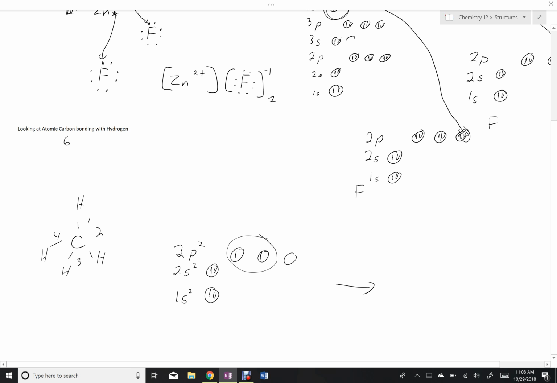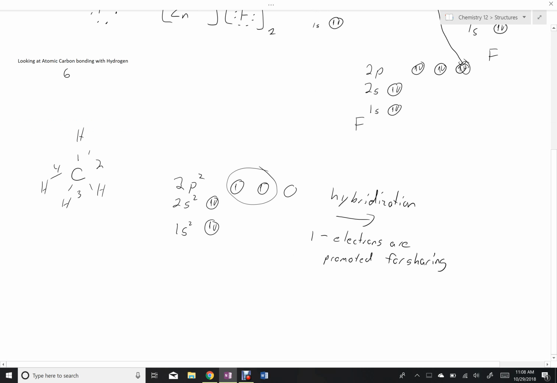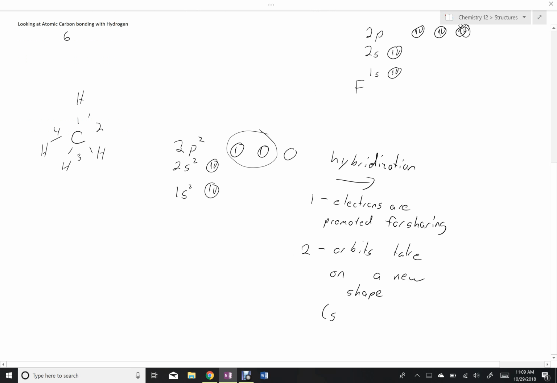The process that's going to happen here is something we call hybridization. 2 things happen in hybridization. 1, the electrons are promoted for sharing, and this may or may not happen depending on what's required for the bonds. And the second thing that is going to happen is the orbitals are going to take on a new shape. Every bonded orbital has to be the exact same as all the other bonded orbitals. And so we can't have p-shaped orbitals and s-shaped orbitals. So something funny happens where we form a new kind of orbital that we call an sp3 orbital.